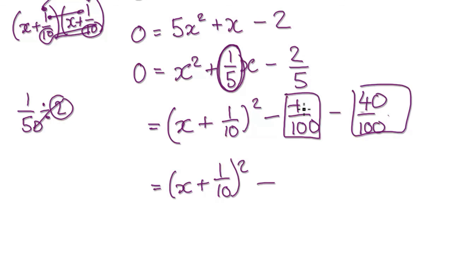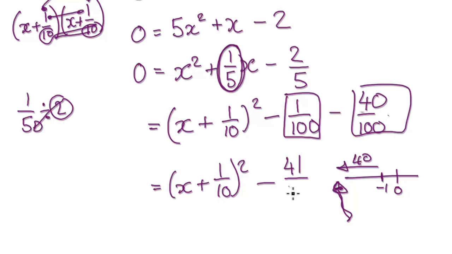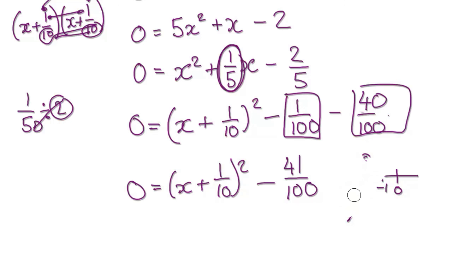So -1 take away 40. So you've got to imagine the number line looking like this. You're at -1, and then you take away 40. You're going to end up somewhere over here. Well, this over here is -41. So -41 over 100. So that will then take us to here. Let me just erase this.